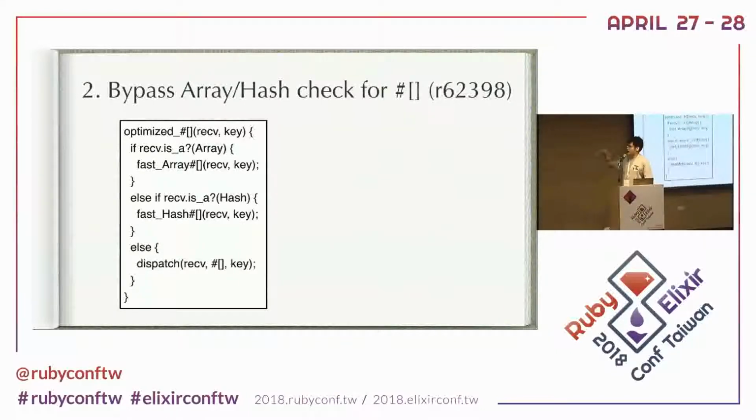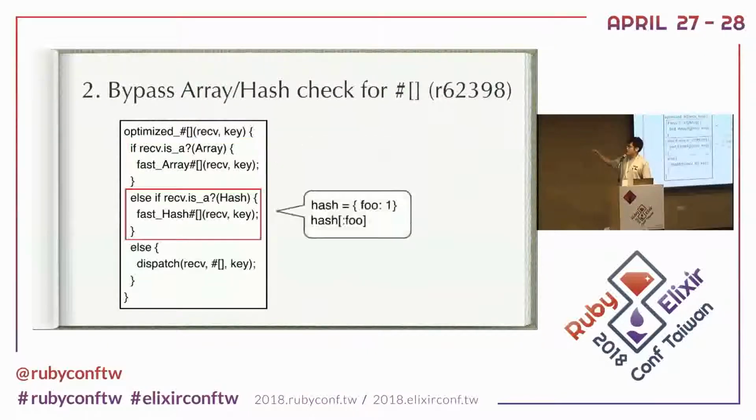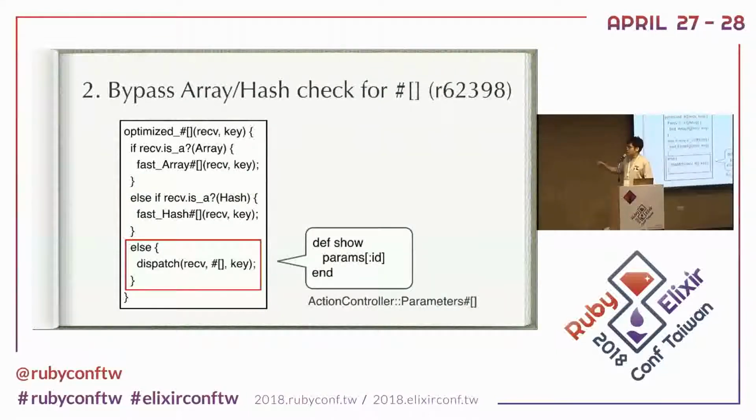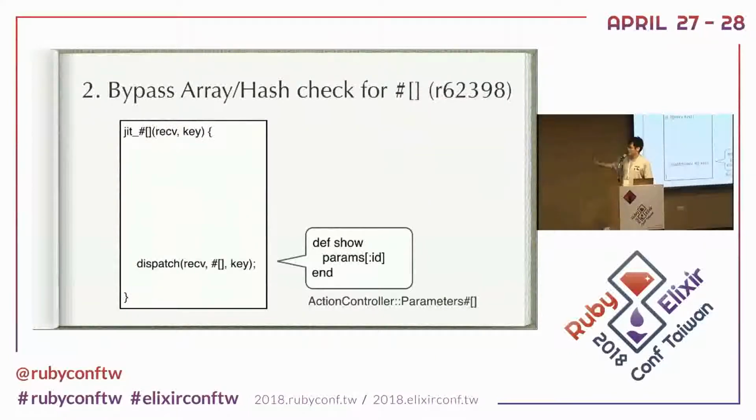If it's an array, it calls the fast array implementation. And if it's a hash, it calls the hash version of the fast implementation. But if it's not a hash or array, it should be just a fast... No, it should be just an overhead. So we want to remove the hash or array check in the JIT code. So I did that, and it becomes faster for things like action controller parameters.